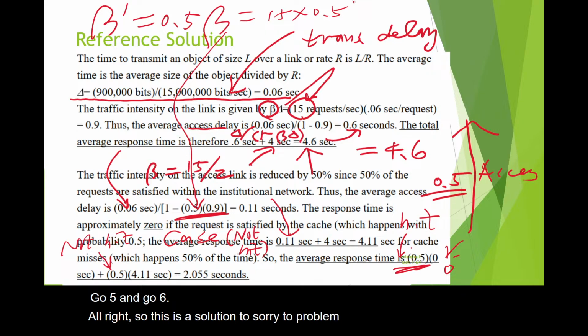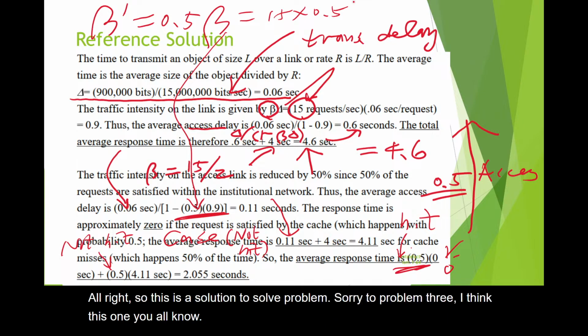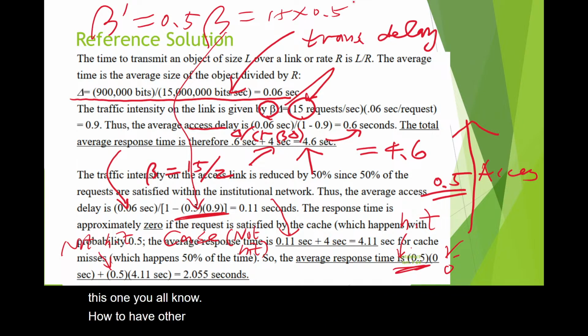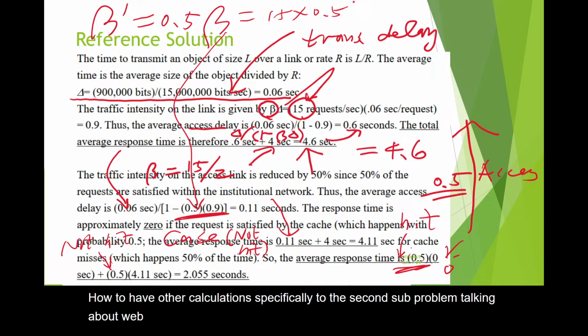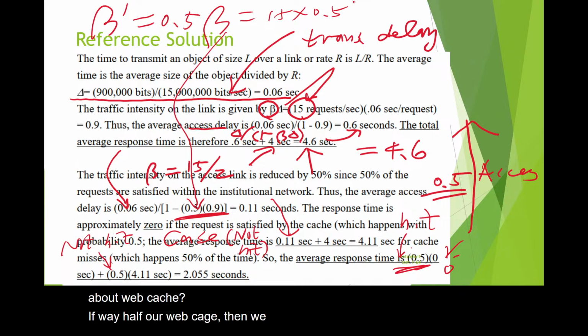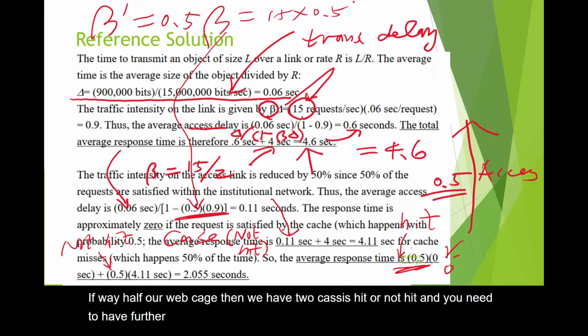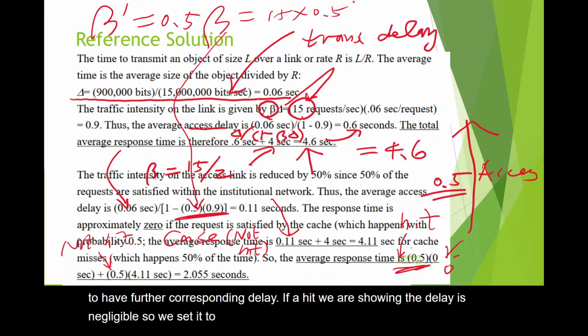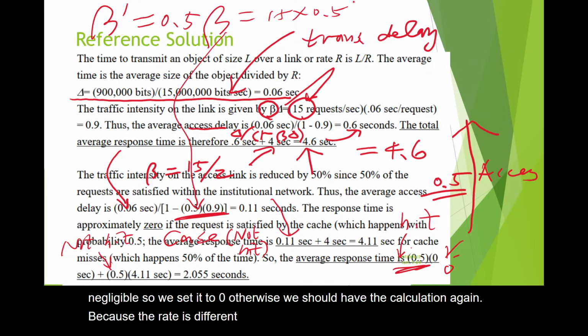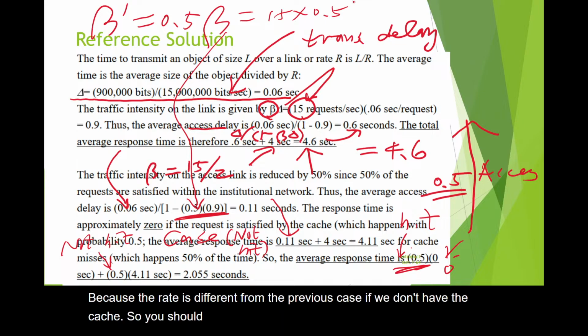And I think you will know how to do the calculation specific to the second subproblem, talking about web cache. If we have a web cache, then we have 2 cases, hit or not hit. And you need to have the corresponding delay. If hit, we assume the delay is negligible, so we set it to 0. Otherwise, we should do the calculation again because the rate is different from the previous case if we don't have the cache. So you should have the recalculation.